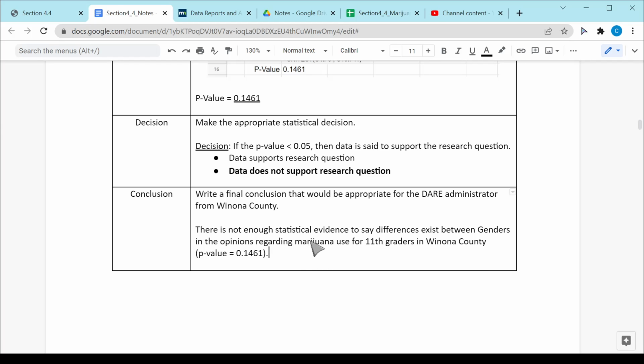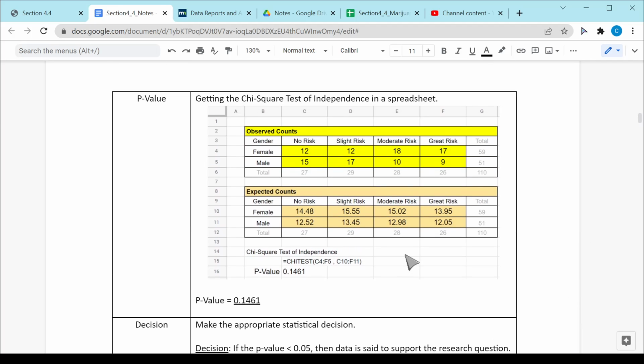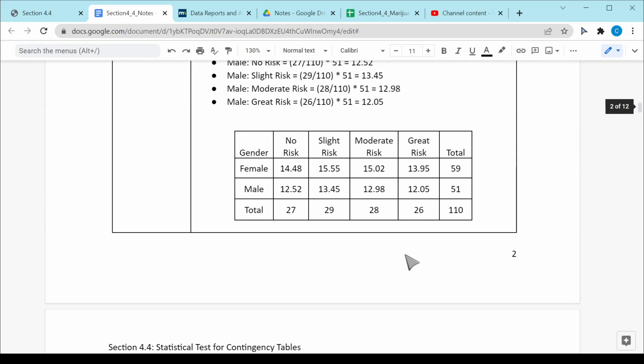So that's a solid conclusion there. It has the three pieces that I need: your decision, what your question was, and then the amount of evidence that you have. So I guess there's not differences in the perception of marijuana use for 11th graders in Winona County. There's not differences across the genders.